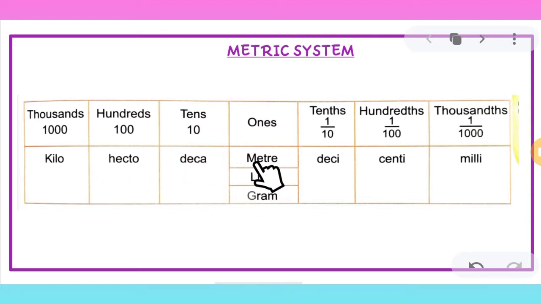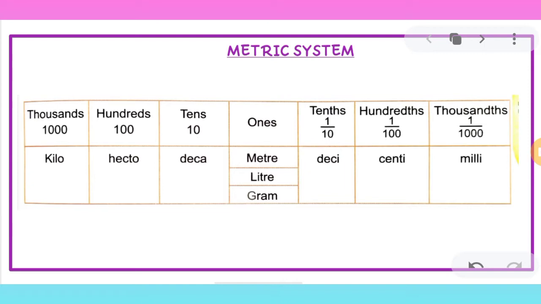Like if you are going for length, it will be kilometer, hectometer, decameter. Similarly, if you are going for any drink, it will be kiloliter, hectoliter, decaliter, and the same for gram: kilogram, hectogram, decagram. And then afterwards come the decigram, deci, centi, and milli. So this is what our metric system is all about.